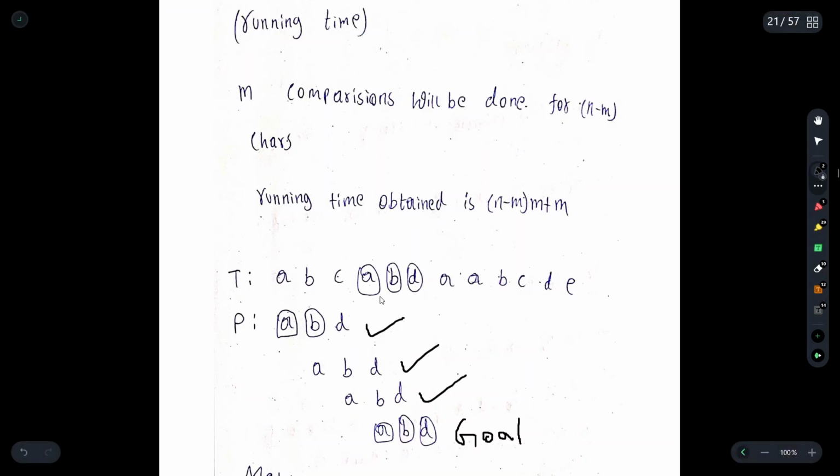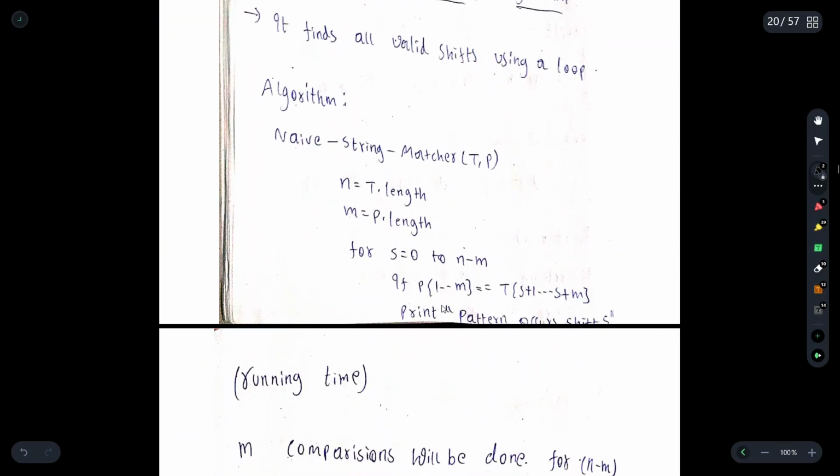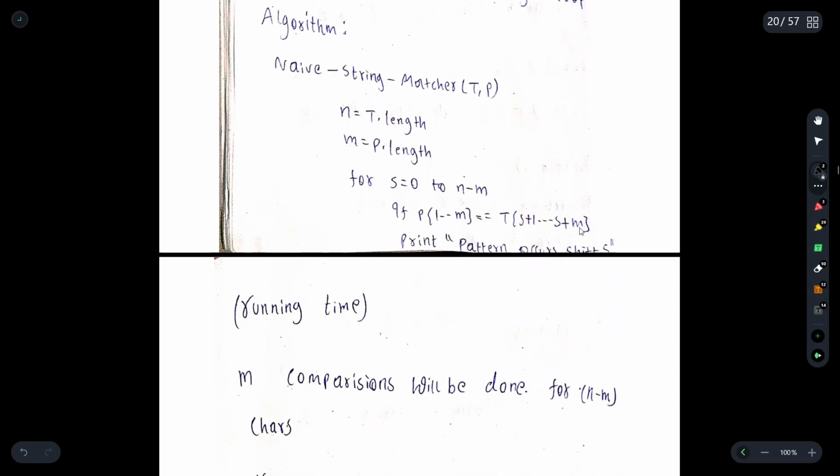So 12 minus 3, we will just get to this position. After this onwards it is considered as the final position. So for s equal to 0 to n minus 1, if p of the value is equal to t of the value, then the pattern occurs at that particular shift. So we can just write something like this.